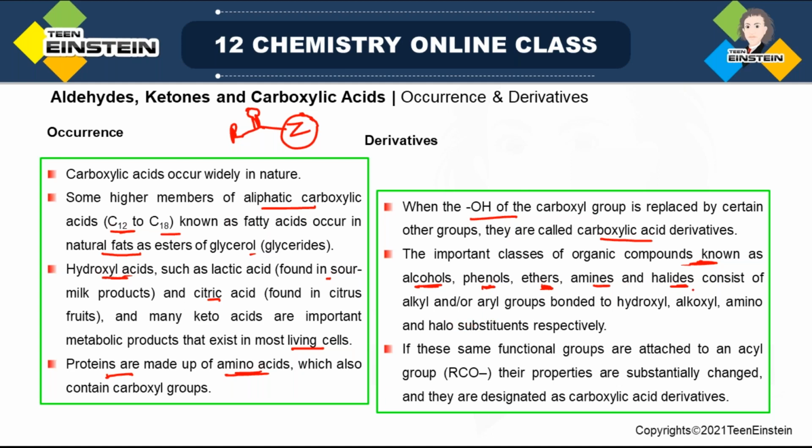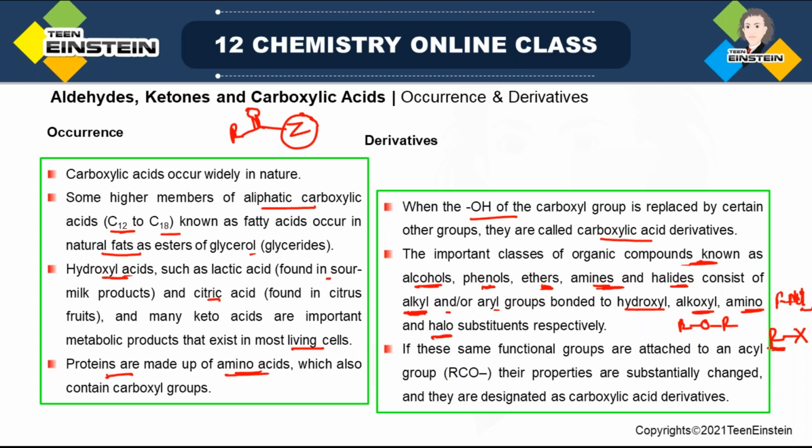So what happens? All these compounds consist of alkyl or aryl groups bonded to hydroxyl in the case of alcohol and phenol, alkoxyl in the case of ether ROR, then amino or halo. When I'm saying amine compounds, that means it is RNH2. So that is why it is mentioned here that either alkyl groups or some aryl groups are attached to amino, or if attached to halo, that is RX, alkyl or aromatic, then it will be the halo compounds.